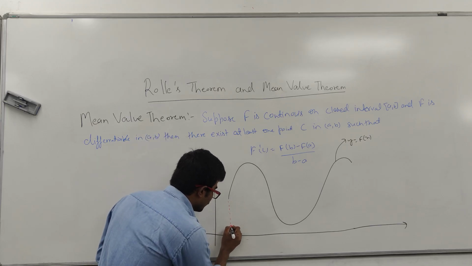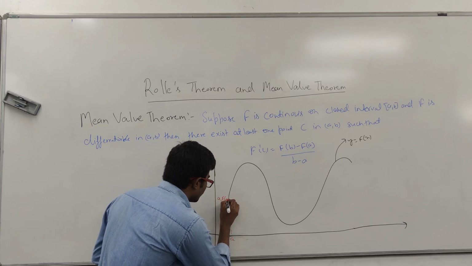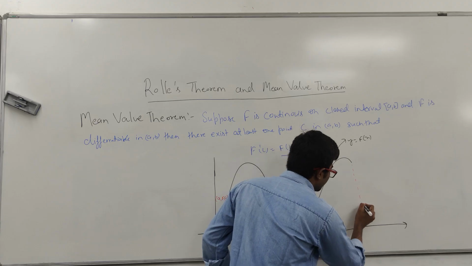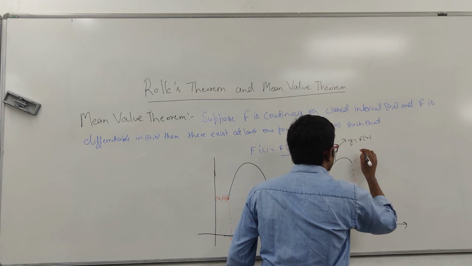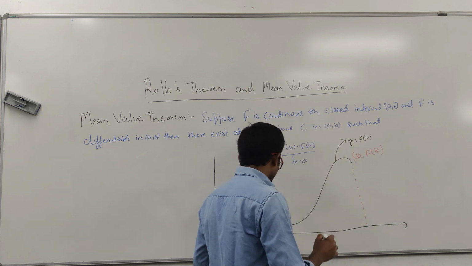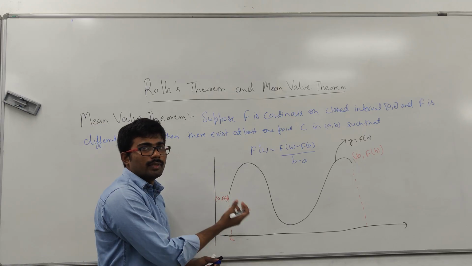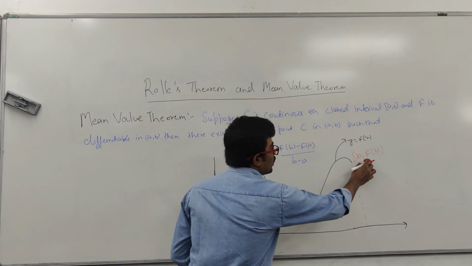This is point A, so the coordinate is a comma f of a. And this point is B, so the coordinate is b comma f of b. So what does it symmetrically represent? This is the point a comma f of a, and this is the point b comma f of b.